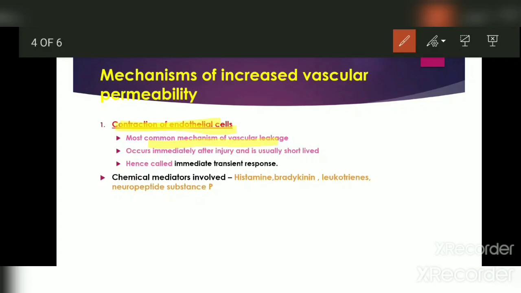It is short-lived and is called an immediate transient response. So contraction of endothelial cells is an immediate transient response. The chemical mediators involved are histamine, bradykinin, leukotrienes and the neuropeptide substance P. So this is the first mechanism we are discussing under mechanisms of increased vascular permeability: contraction of endothelial cells.